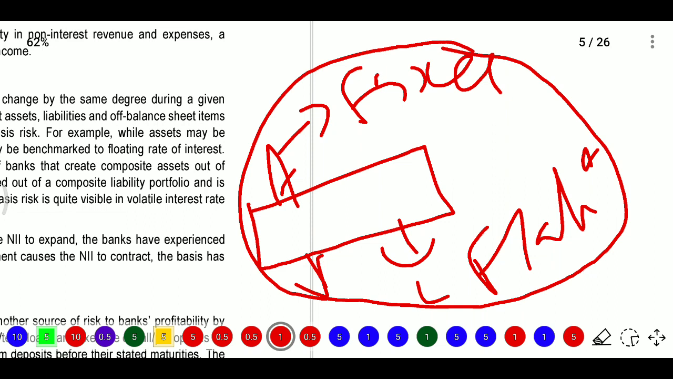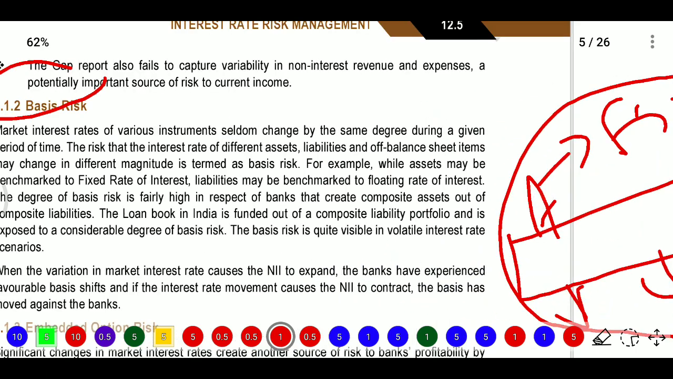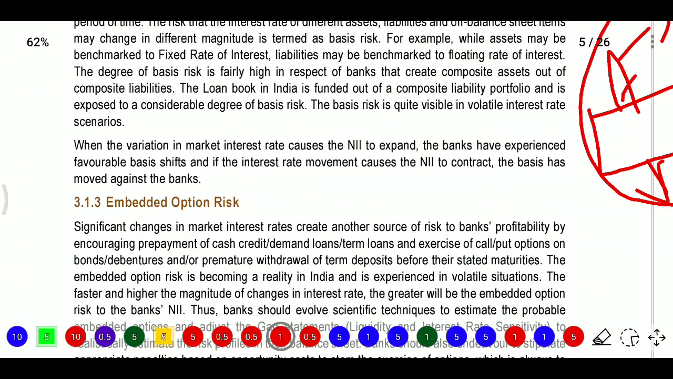So what is the basic risk is quite visible in volatile interest rate scenarios. Where there is any variation in the market rate, it will affect NII, that is net interest income, when there are variations in basis risk. The banks have experienced favorable basis shifts, and if the interest rate movement causes a change to net interest income, the basis has moved against the banks.